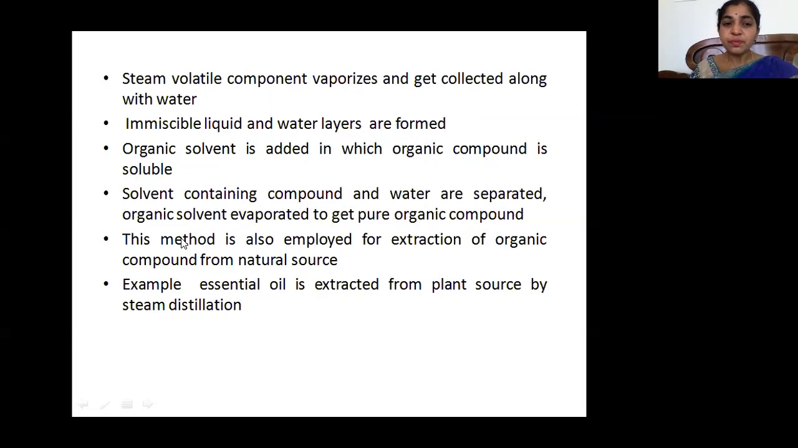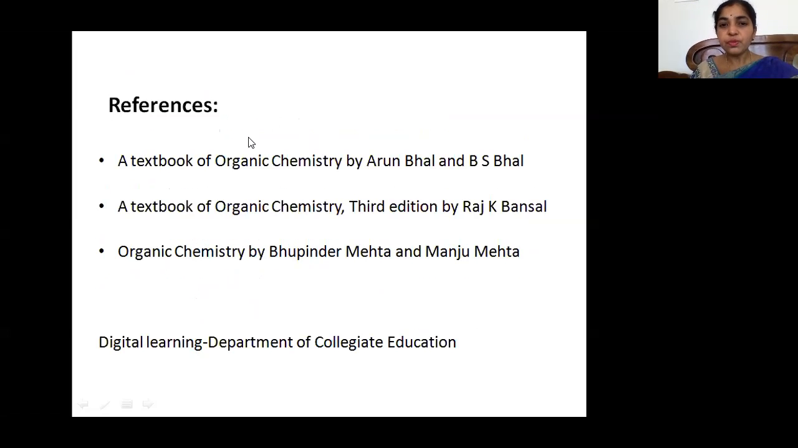This method is also employed for the extraction of organic compounds from natural sources. As an example, essential oil is extracted from plant sources by steam distillation. So these are the references I made. This is the more useful textbook for you.